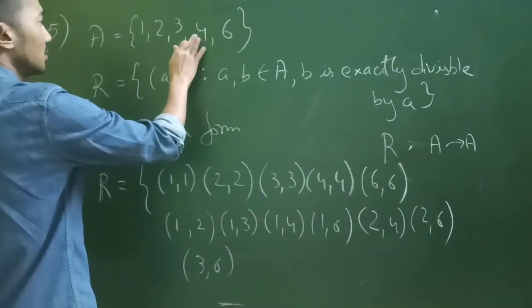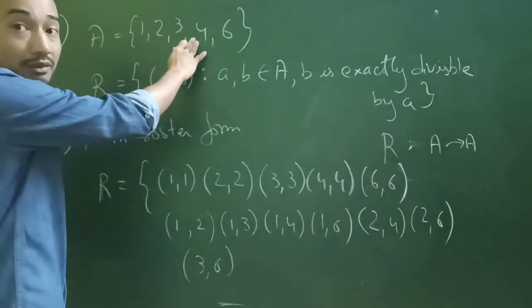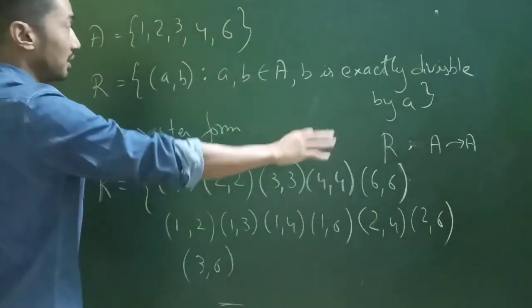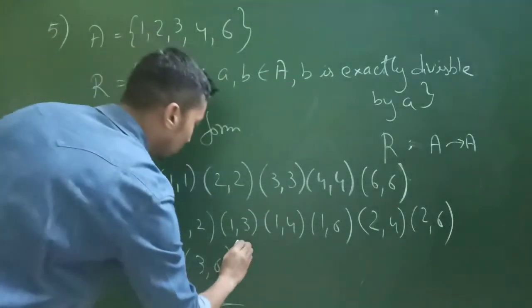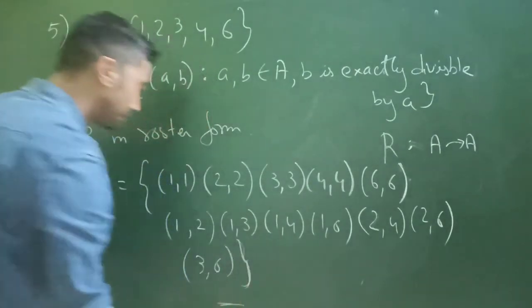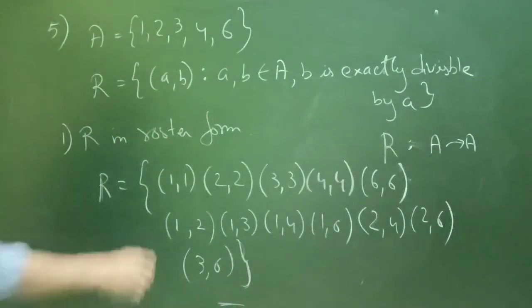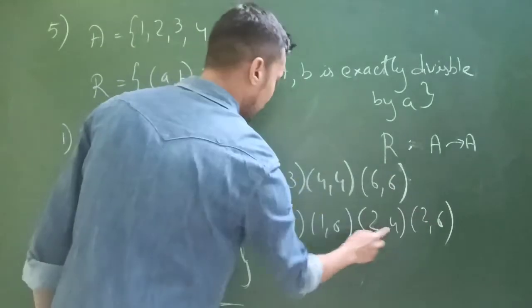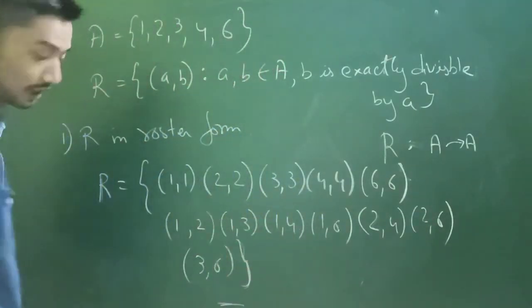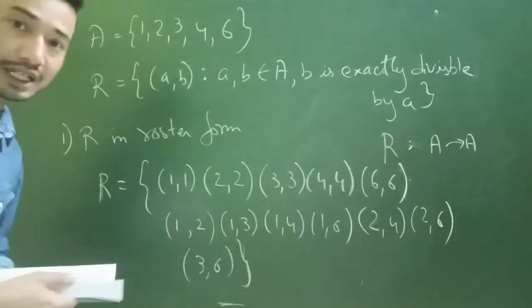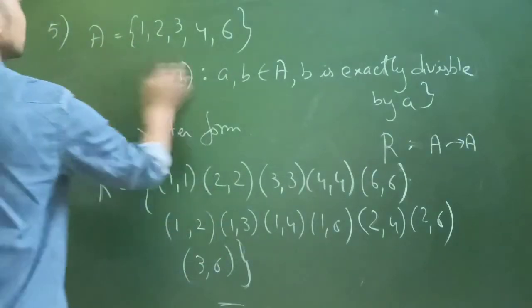Next 4 cannot divide 1, 2 or 3, and 4 cannot divide 6. 6 has no chance either. So these will be the elements. So this is R, your set R.